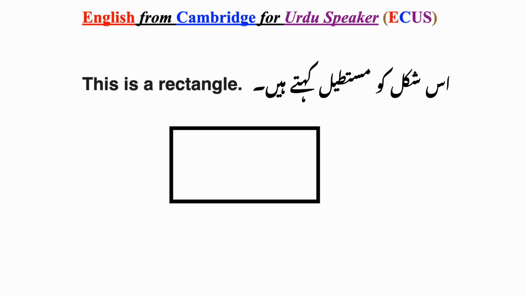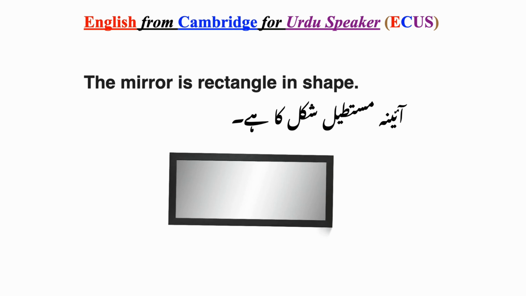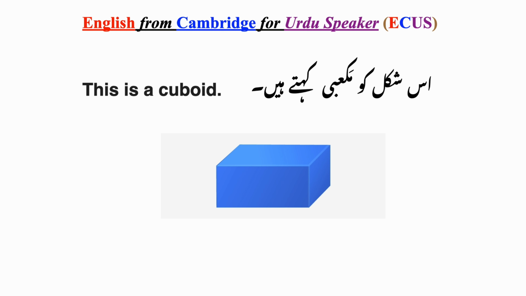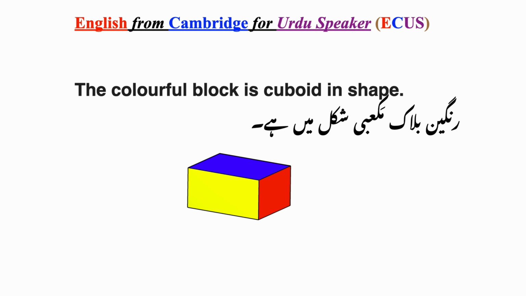This is a rectangle. The mirror is rectangle in shape. This is a cuboid. The colorful block is cuboid in shape.